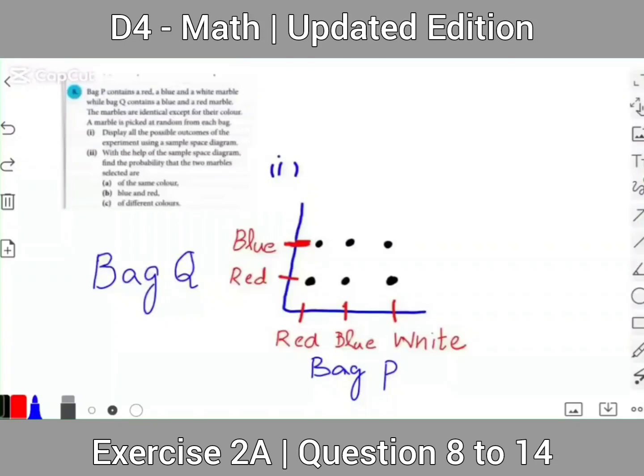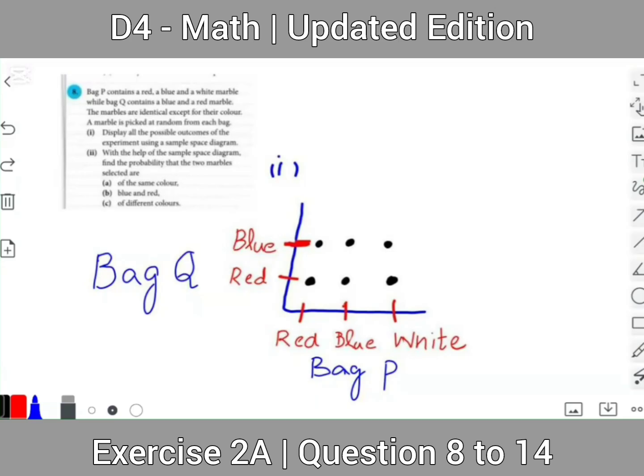Bag P contains a red, a blue, and a white marble, while bag Q contains a blue and a red marble. These marbles are identical except for their color. A marble is picked at random from each bag. In the first part, display all the possible outcomes of the experiment using a sample space diagram.